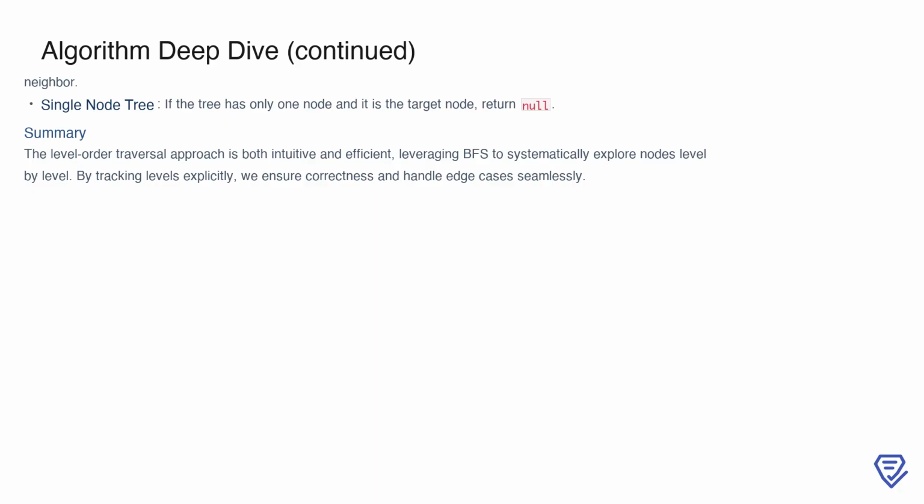In summary, this level order traversal approach is an intuitive and efficient way to solve the problem. By leveraging BFS, we ensure that nodes are systematically explored level by level, making it easy to identify the nearest right neighbor. The algorithm is robust, handling edge cases seamlessly and operating within optimal time and space complexity limits. This makes it a reliable solution for determining the nearest right node in a binary tree.